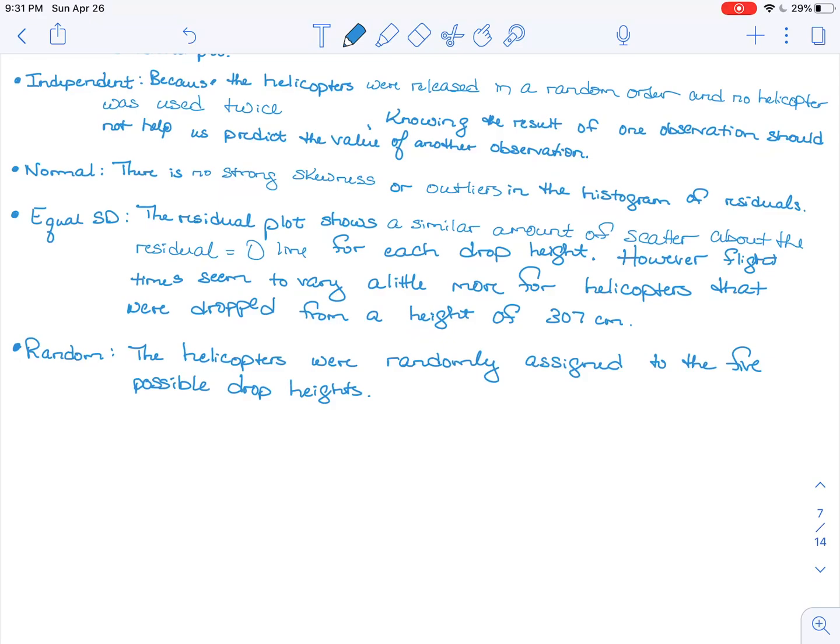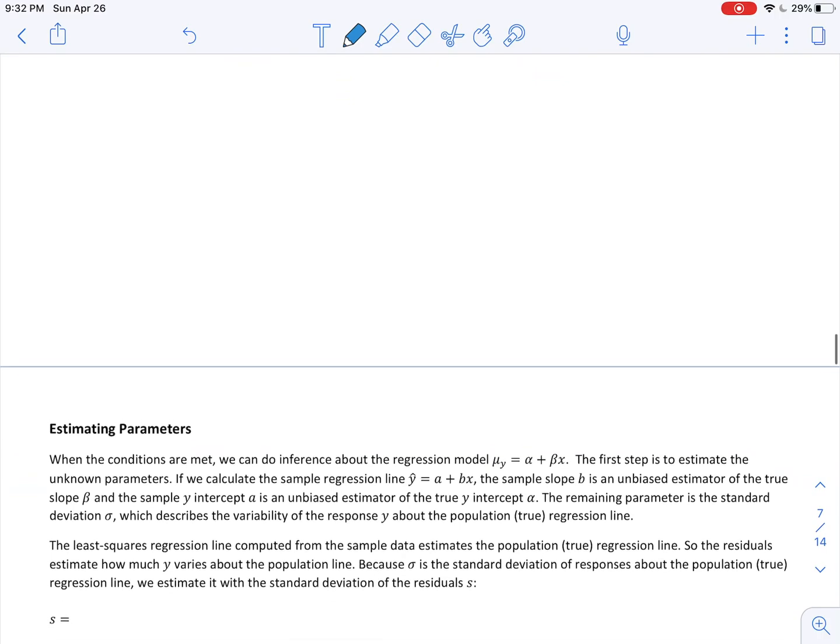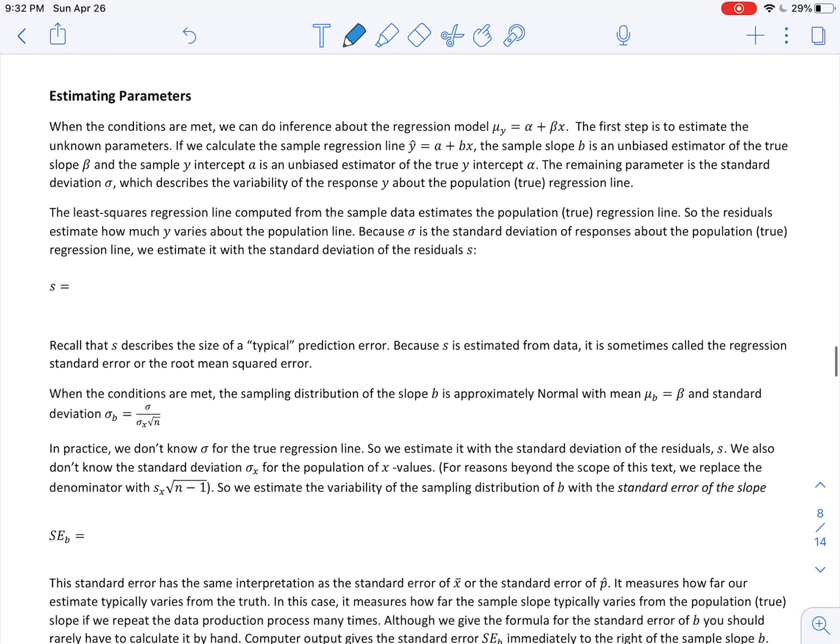So when we looked at it for each drop height, for each x value, we saw a similar amount of scatter around it. I did note that flight time seemed to vary a little more at the 307 mark, but whatever, we're not going to care about that. And then randomness, I didn't bother leaving any blanks for this because it's always the same check. It said the helicopters were randomly assigned for the 5 possible drop heights, so we're good.